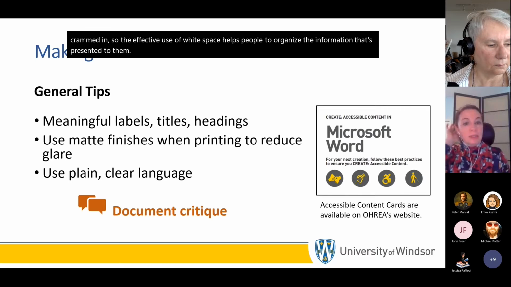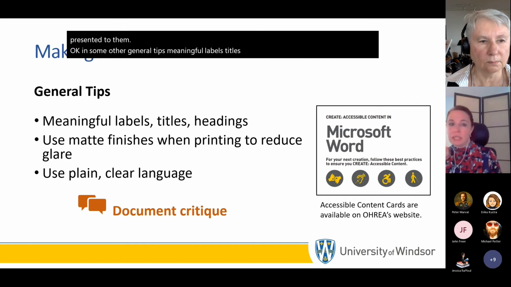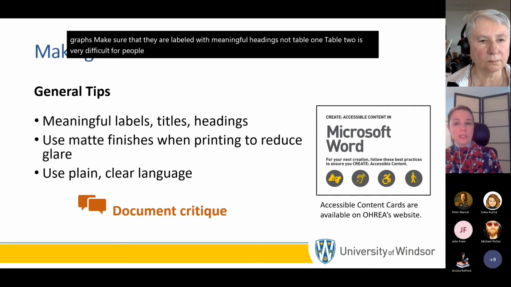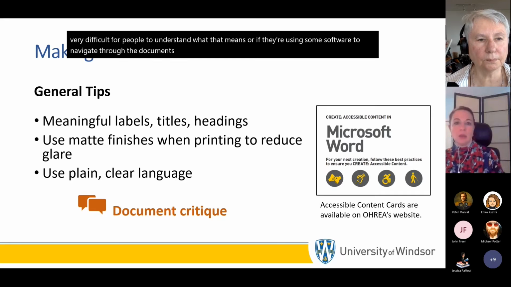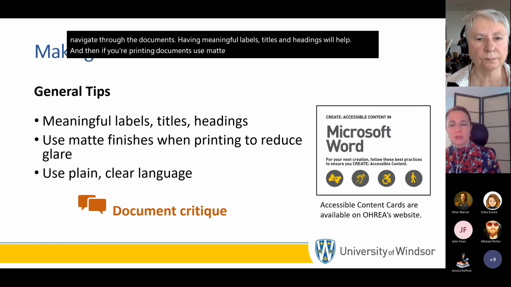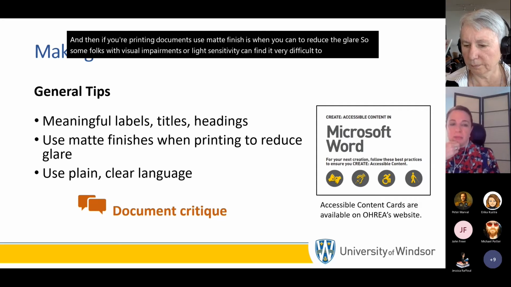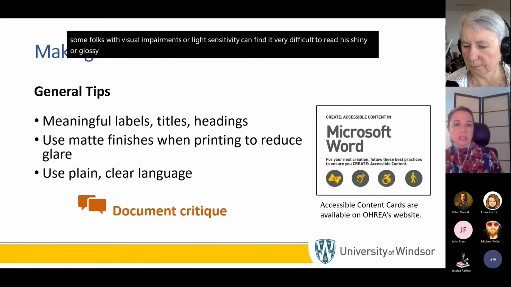Okay, and some other general tips: meaningful labels, titles, and headings. If you're using charts, tables, graphs, make sure that they're labeled with meaningful headings, not table 1, table 2. It's very difficult for people to understand what that means, or if they're using some software to navigate through the documents, having meaningful labels, titles, and headings will help. And then if you're printing documents, use matte finishes when you can to reduce the glare. Some folks with visual impairments or light sensitivity can find it very difficult to read information on shiny or glossy paper. And then use plain, clear language.